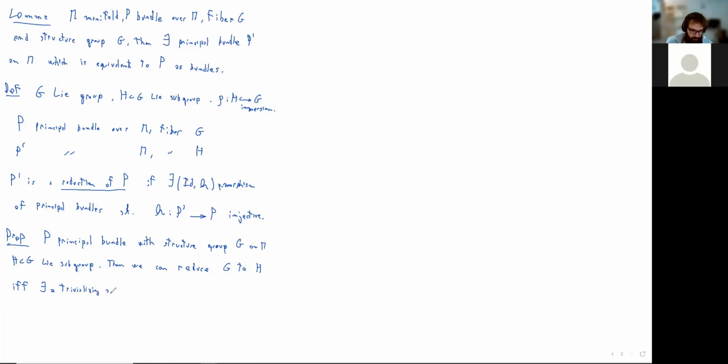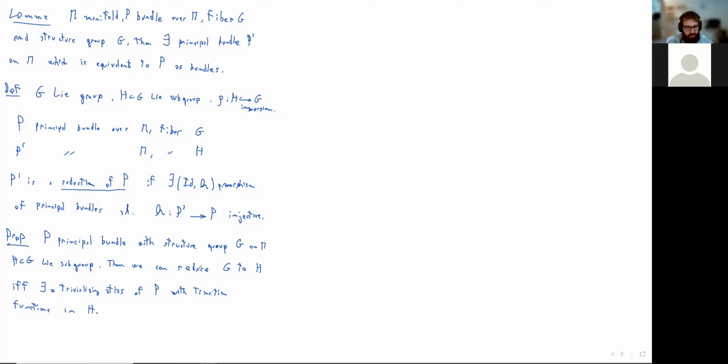a trivializing atlas of P with transition functions in H. Okay, so this reduced G to H is not exactly how I defined it, but what it means, of course, is that there exists this P prime, which is an H bundle, such that there exists such a morphism. So P prime is a reduction of P. That's what we mean to reduce the structure group.